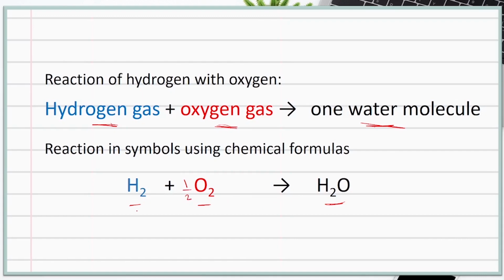The chemical formula consists of symbols for each element in a compound, and it also contains numbers. These numbers can either represent the ratio of elements in a compound or the total number of atoms in the compound. H2 here means we have 2 hydrogen atoms, and O2, 2 oxygen atoms. And for H2O, we have 2 hydrogen atoms and 1 oxygen atom.